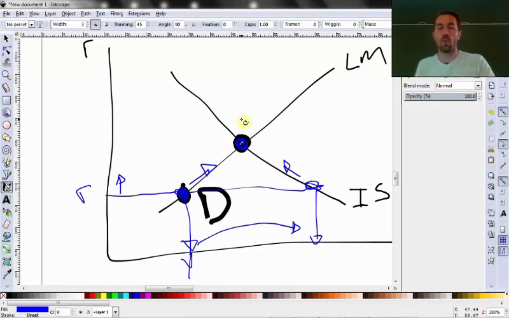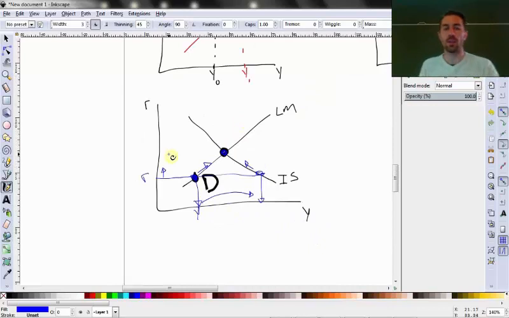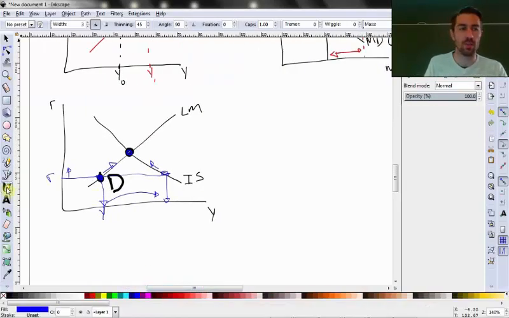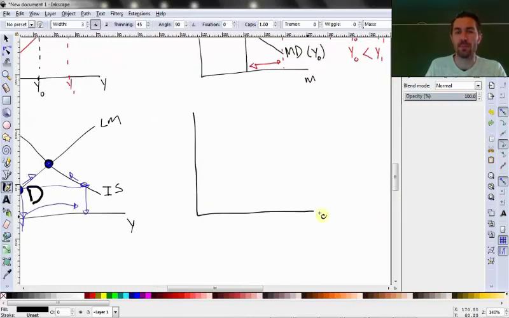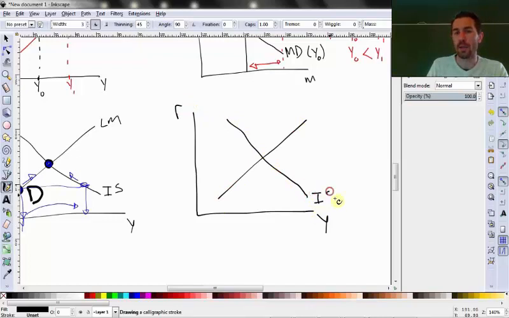So, let me give you one more example to draw for yourself, and then I'll continue on with something slightly different. So let's say we have an initial IS-LM diagram. So we've got Y and R, and we've got equilibrium, IS, LM, okay? Here's our initial point of equilibrium. Are you with me?